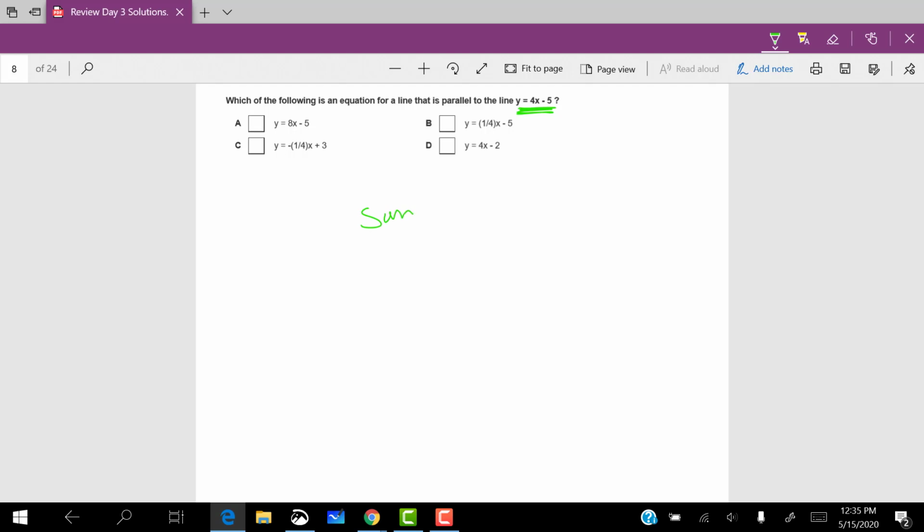So that means the same slope. So I know my equation needs to be y equals 4x plus something. Which line gives me that? It's this one, letter D.